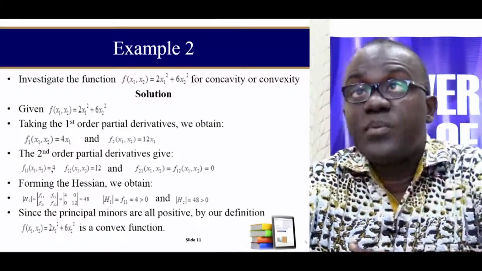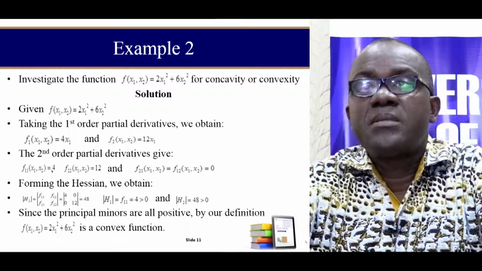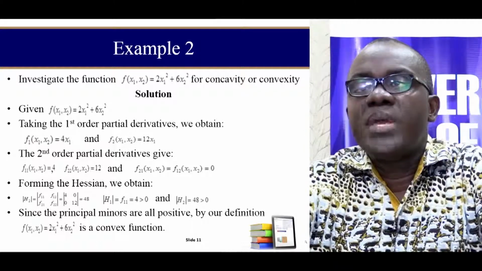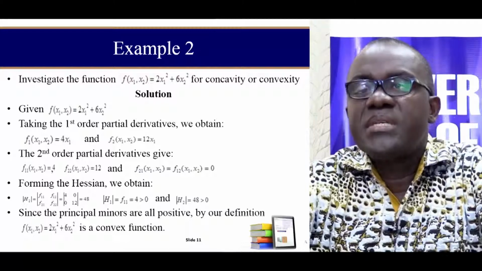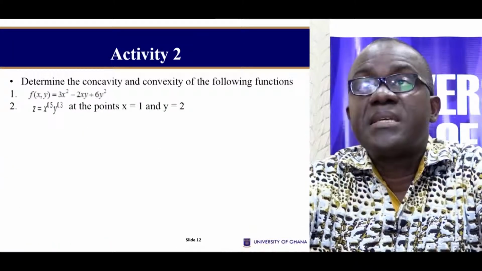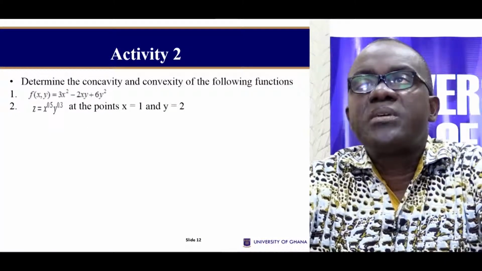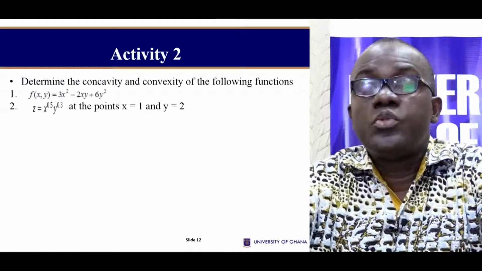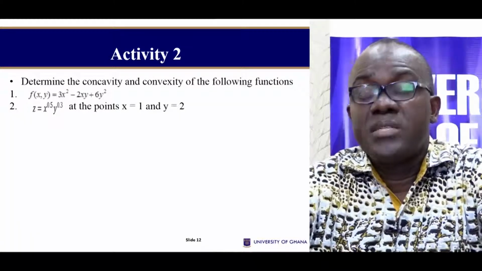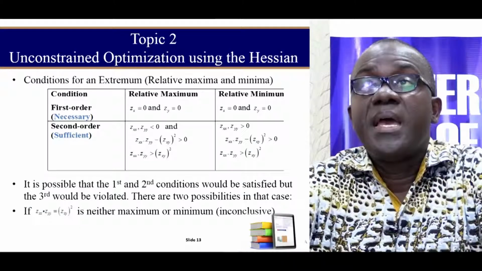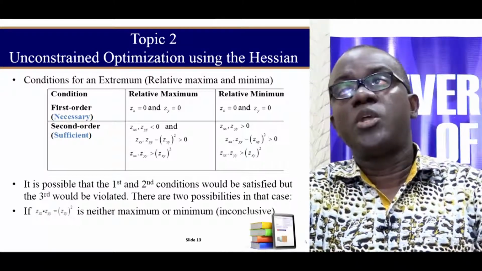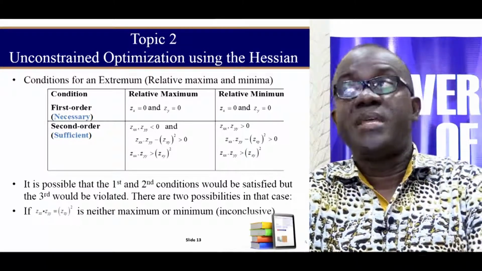I provide an example here. So this is our function. We take the first order, second order differentials. We find our Hessian determinant. And then over here, we evaluate at a point. And we see that we have a convex function. Please take your time and look at this example and then be able to get the tools on how to deal with concave and convex functions using the Hessian determinant. Now, recall that you discussed unconstrained optimization using the Hessian.